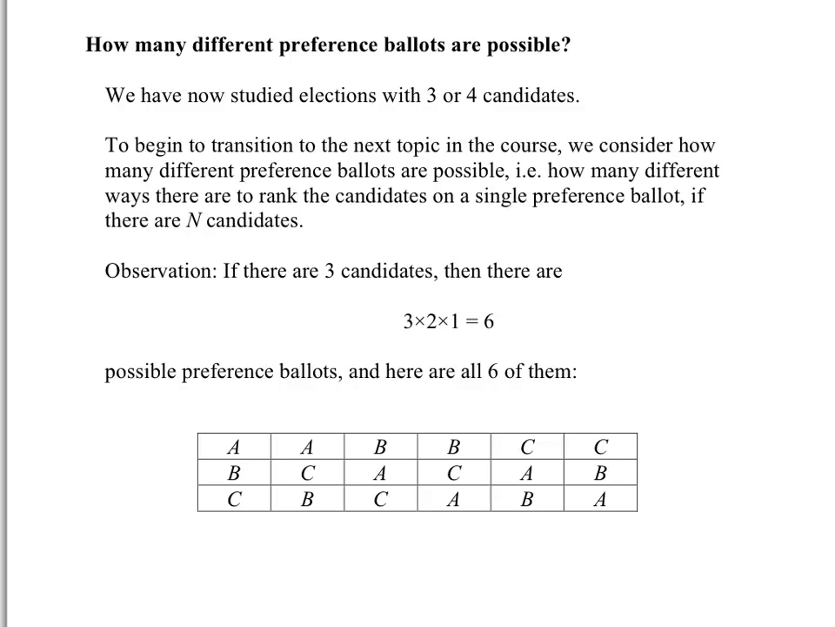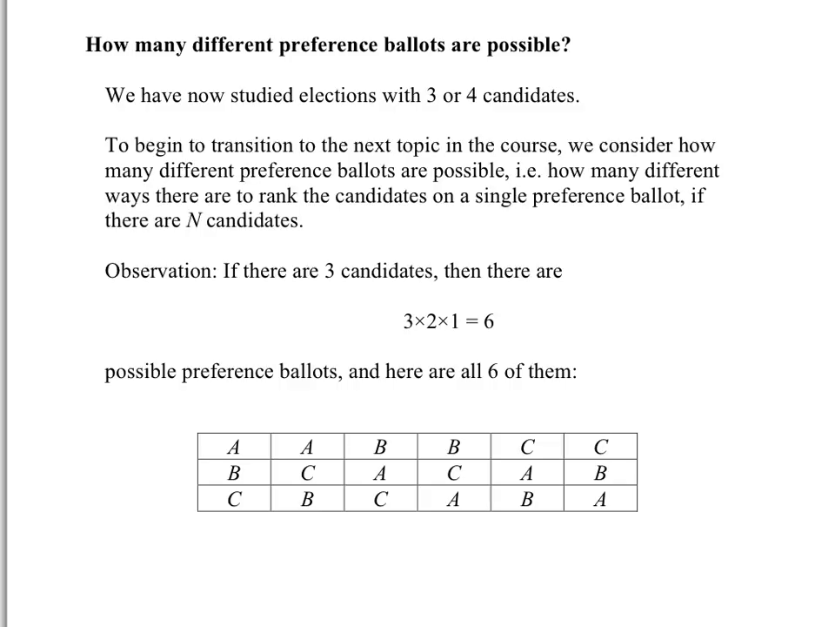This video is actually something of an afterthought to our discussion of voting methods and fairness criteria. There is a mathematical link between this chapter and the next one that we're going to need to understand later on, and that is to understand the answer to the question: how many different preference ballots are possible with a certain number of candidates? So we have now studied elections with 3 or 4 candidates, and to begin to transition to the next topic in the course, we consider how many different preference ballots are possible.